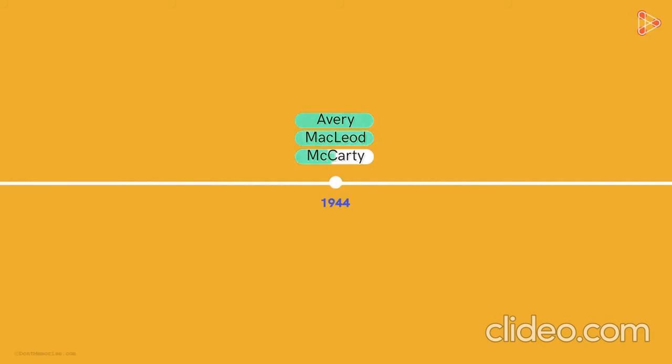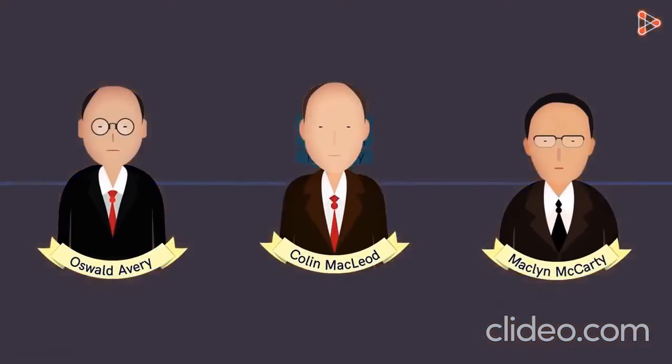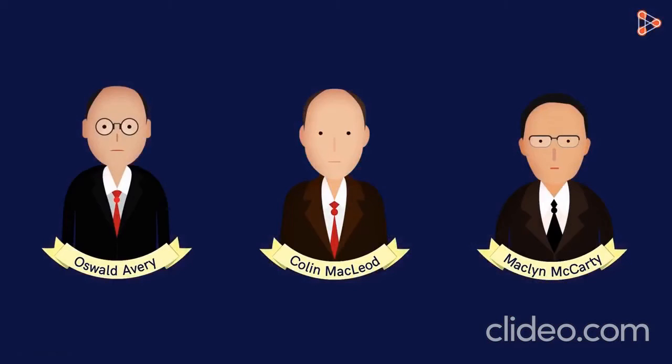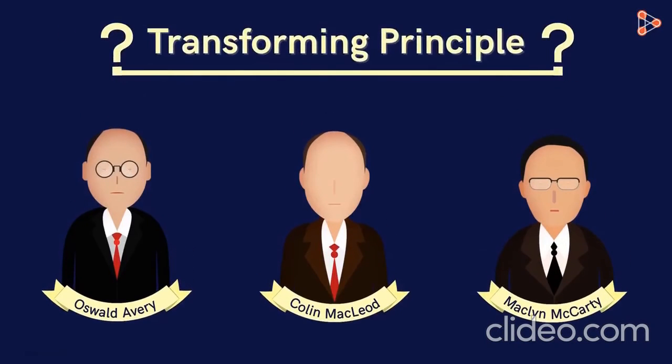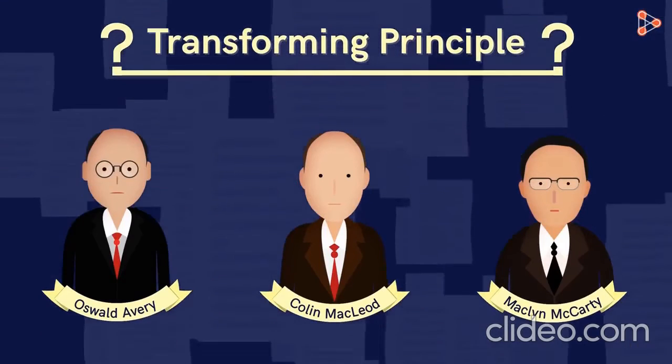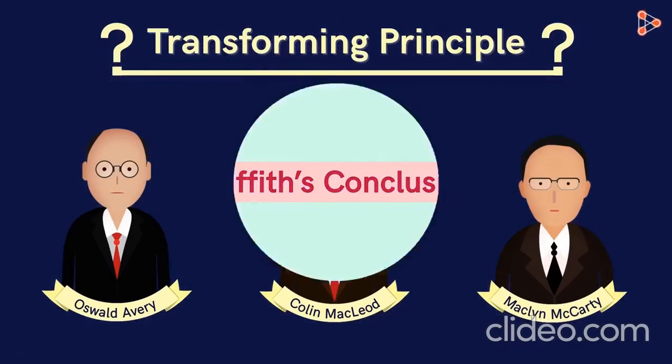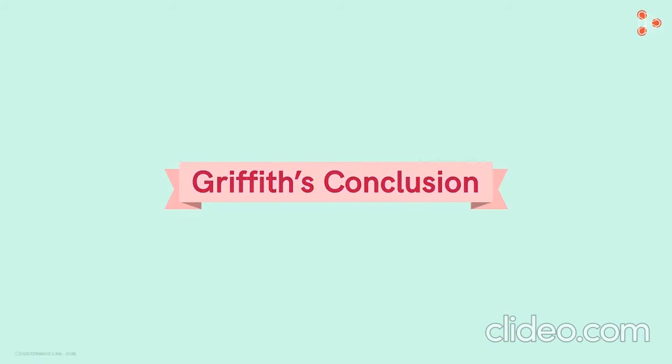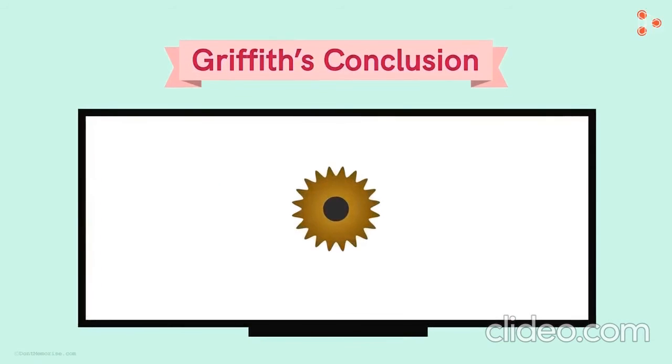Let's move a step ahead in the timeline and understand the interesting experiments performed by Avery, MacLeod and McCarty around the year 1944. These three scientists were quite fascinated with Griffith's work. Just like others, even they were curious to know what the transforming principle was. So they thought of continuing the same experiment with better research.